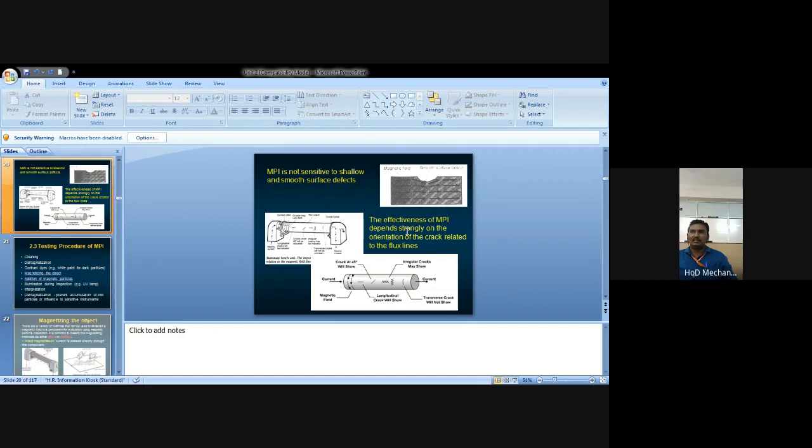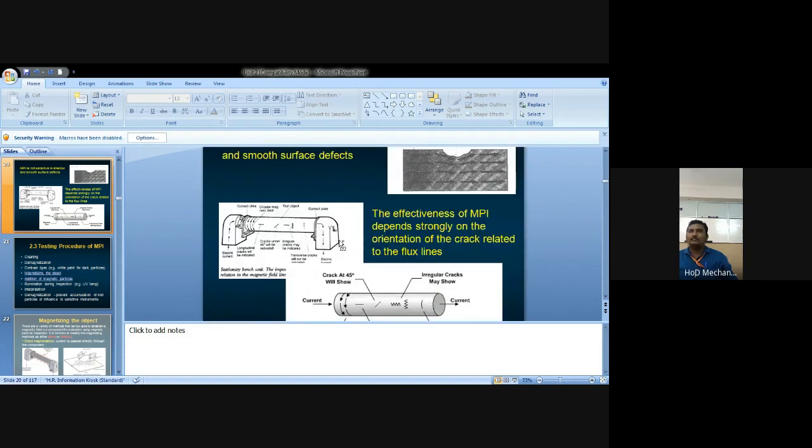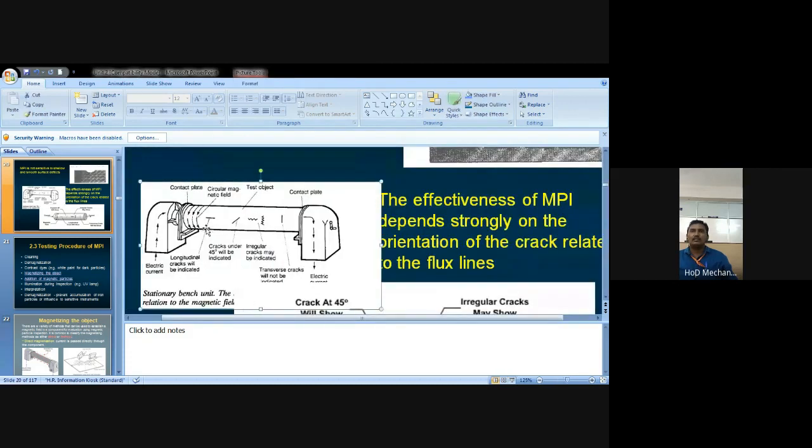The effectiveness of MPI depends strongly on the orientation of the crack relative to the flux lines. See there, it is the contact plate, the stationary bench unit related to the magnetic field. The electric current will be passed through the pipeline. It will act like a permanent magnet, as an electromagnet. Here the testing specimens, the pipe and plate, have some defects or flaws.